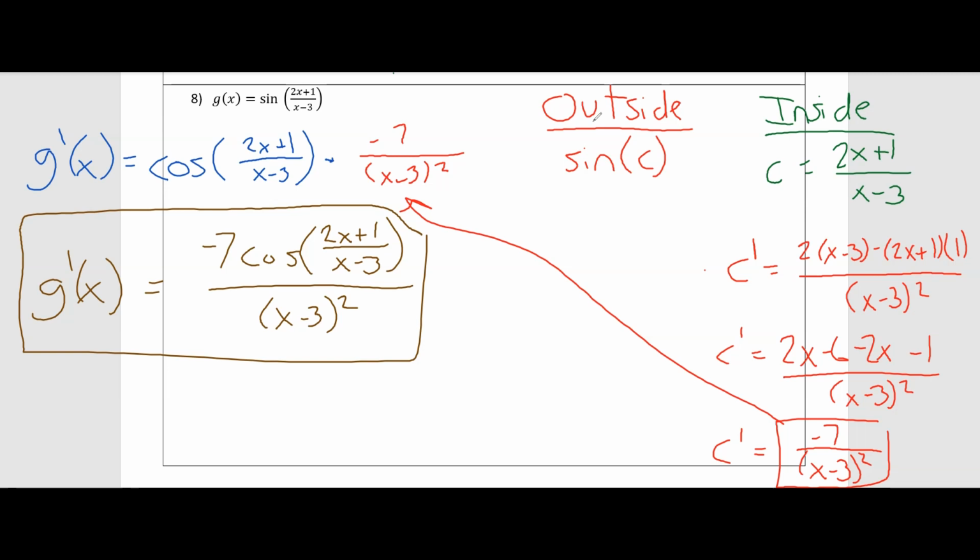Do I need to do the quotient rule first? Do I need to do the chain rule first? Make sure you're keeping all of your variables and functions straight.